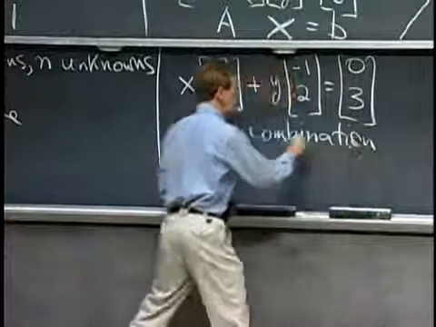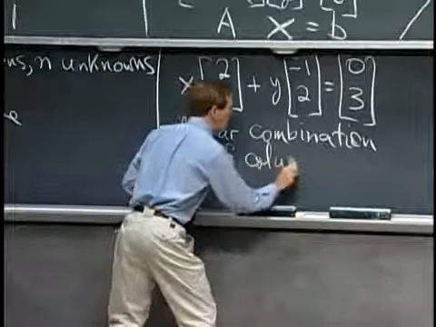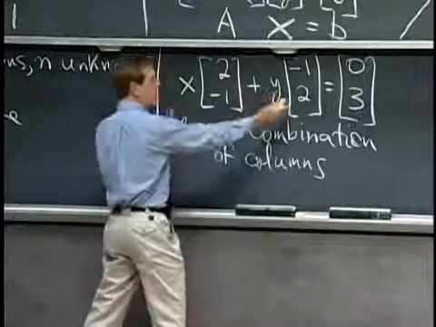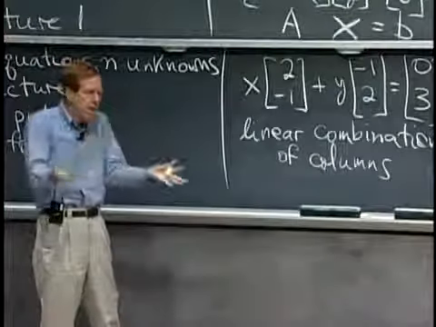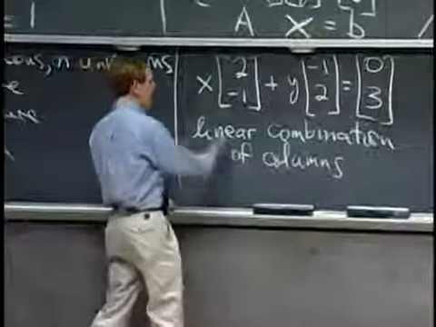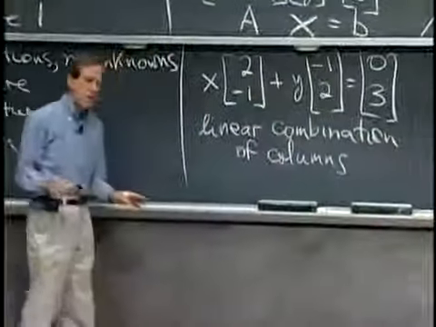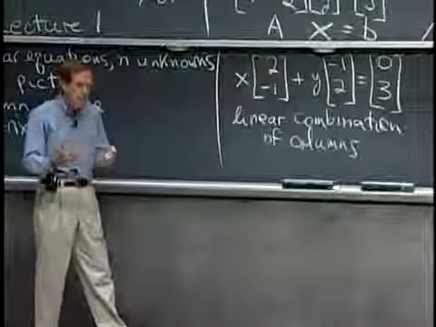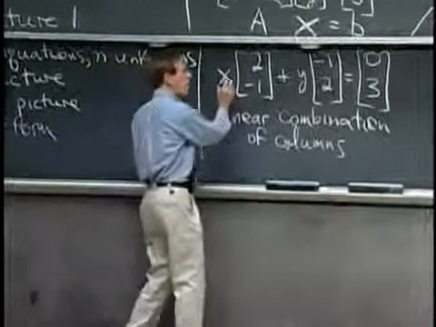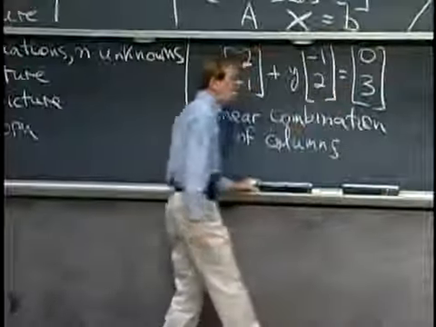It's a linear combination of the columns. That's what we're seeing on the left side. Again, I don't want to write down a big definition. You can see what it is. There's column 1, there's column 2. I multiply by some numbers, and I add. That's a combination, a linear combination, and I want to make those numbers the right numbers to produce 0, 3.